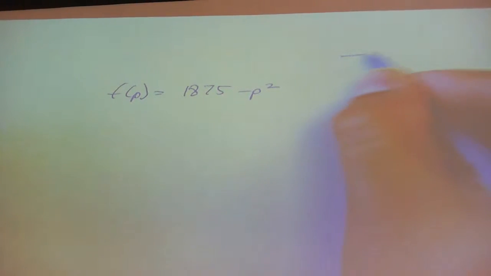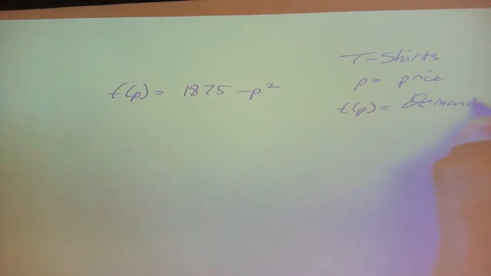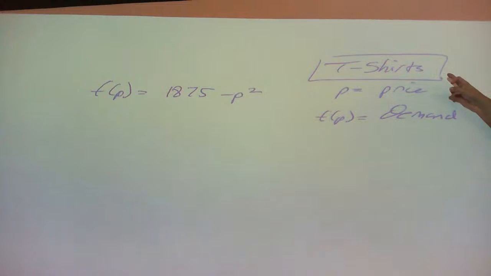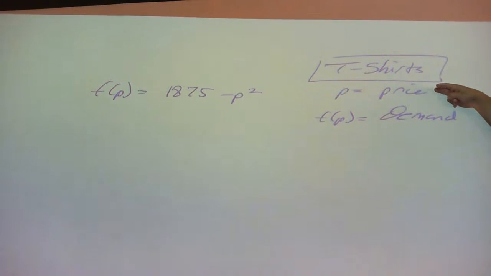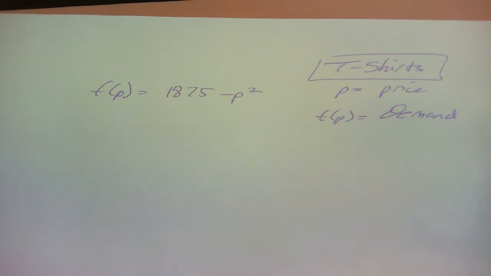T-shirt. So we're selling T-shirts. P is price. F of P is demand. And this is the same equation, nothing new, but I'm going to give you a little context. Let me explain what demand is. Demand is how many T-shirts people will want at a certain price.